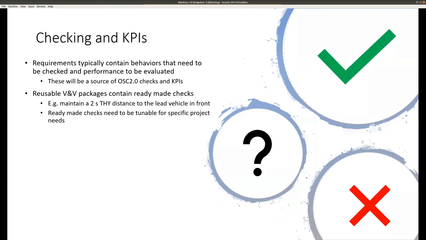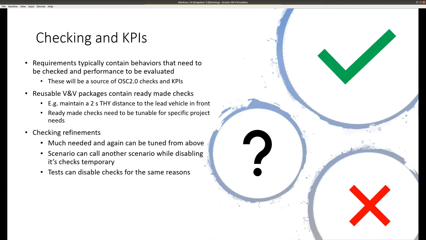This kind of check needs to be tunable for specific project needs, right? Maybe if it's a truck, then I want to maintain a larger distance because of my ability to brake. There are checking refinements that will have to take place. Much needed, again, can be tuned from above with OpenScenario 2.0.